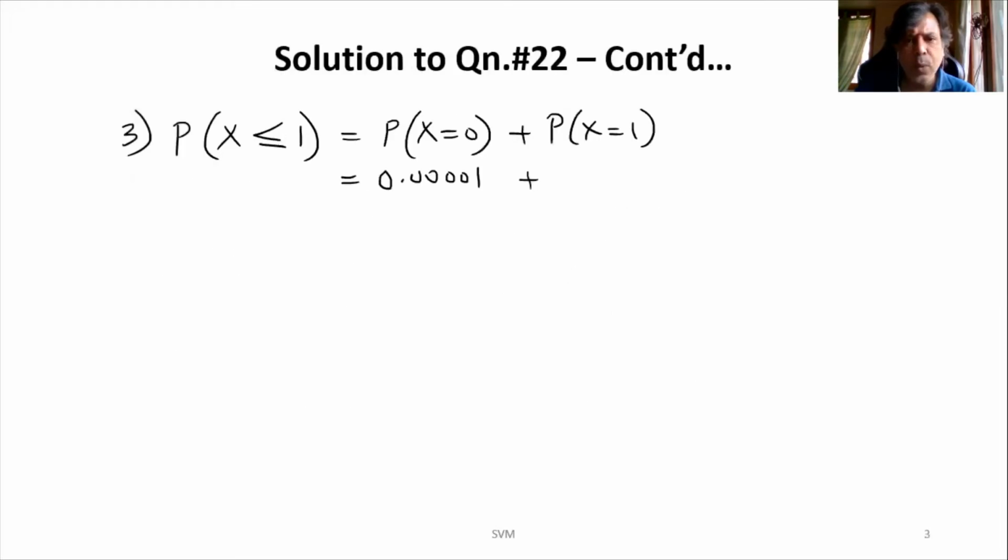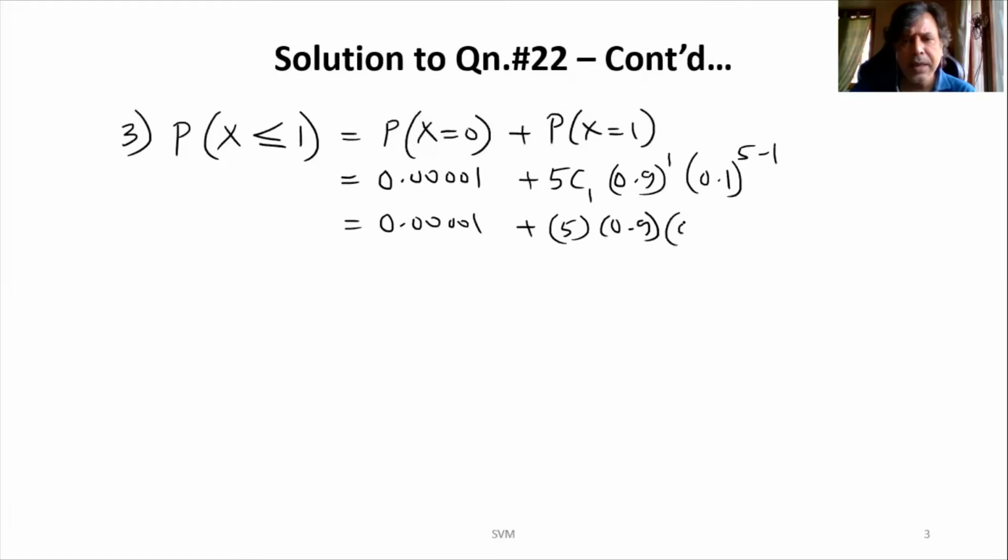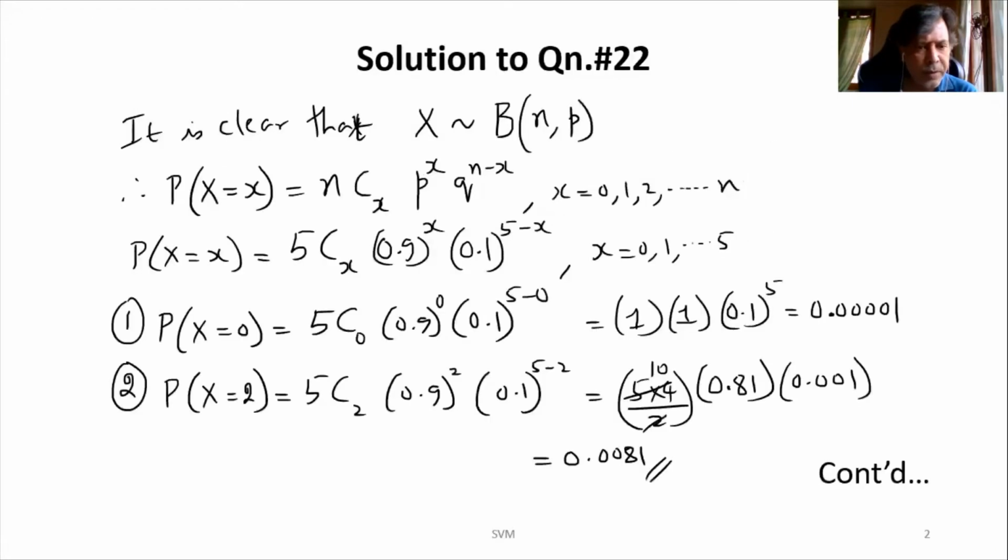So we will substitute 5C1 and then 0.9 to the power of 1, then 0.1 to the power of 5 minus 1. So that will be 0.00001 plus 5C1 is 5, 0.9 to the power 1 is the same thing only. Here it will be 0.0001 because it is to the power of 4. So that ultimately this works out to 0.00046. That will be the desired or required probability. What is the fourth question?